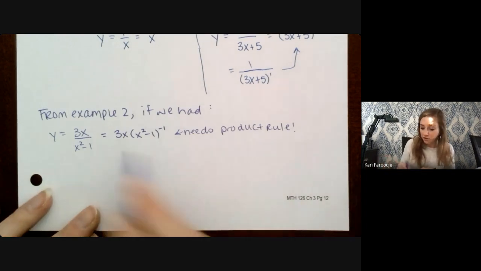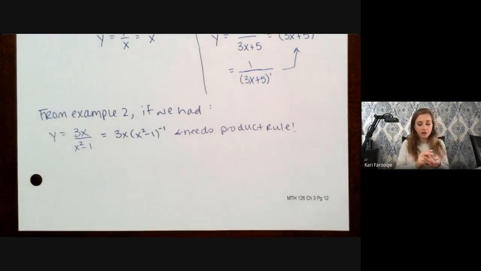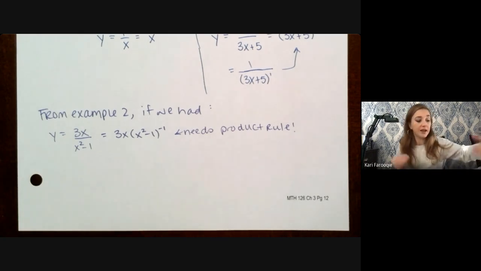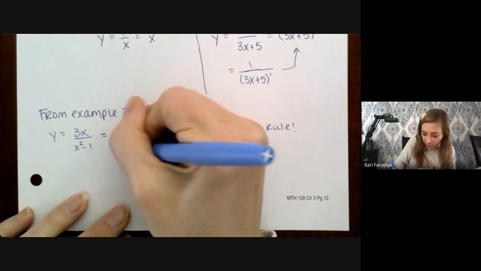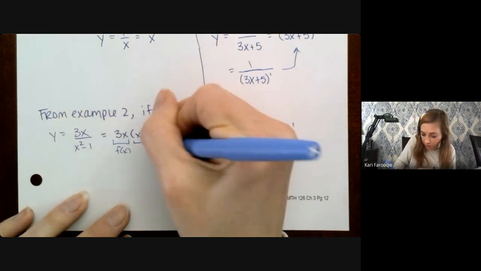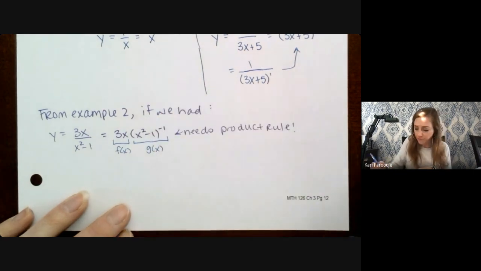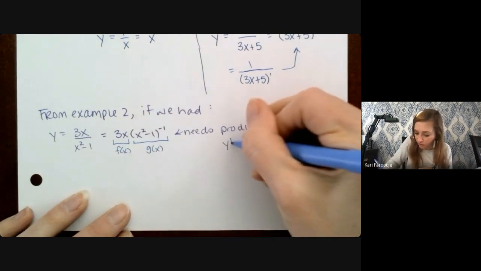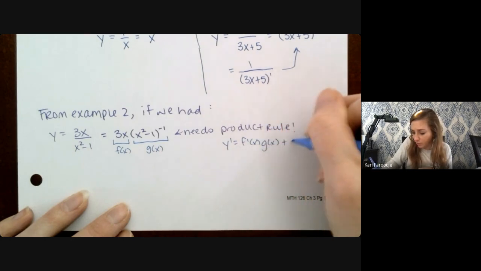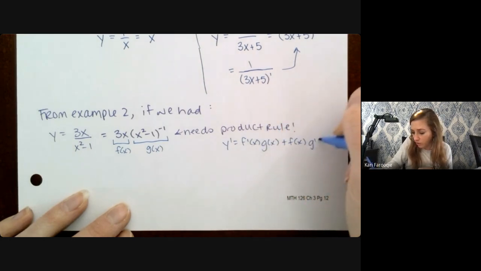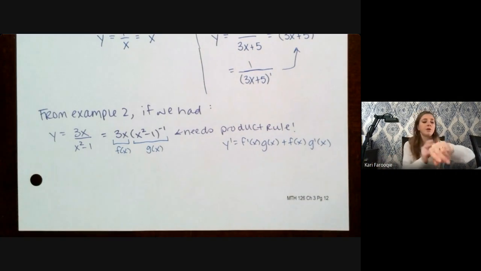All right, so let's do this with the product rule. We would relabel these functions to be f and g. Okay, so this will be f. That whole thing will be g for the product rule. And remember, the product rule says that y prime is f prime g plus f g prime.